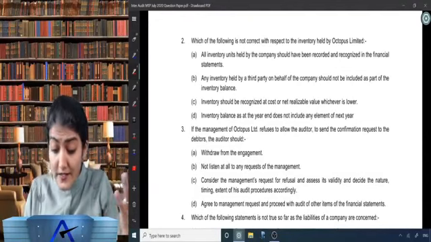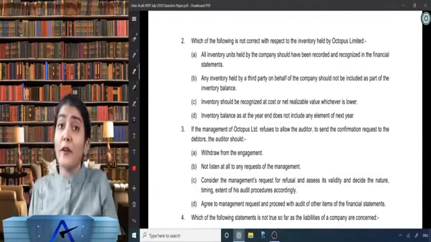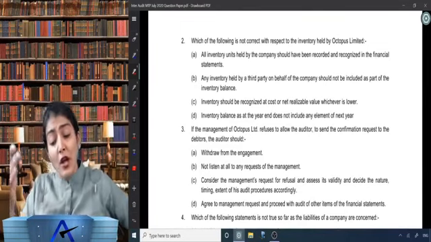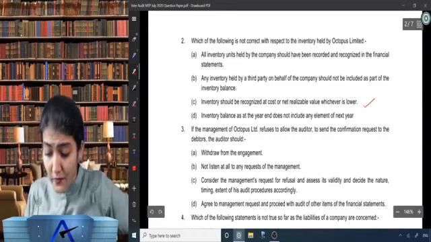Inventory should be recognized at cost or NRV, whichever is lower. Perfect. We always say that valuation of inventory is done at cost or NRV, whichever is lower. So this is correct.